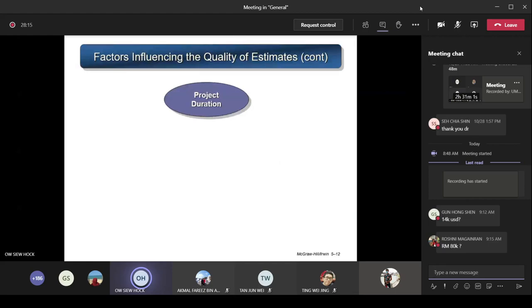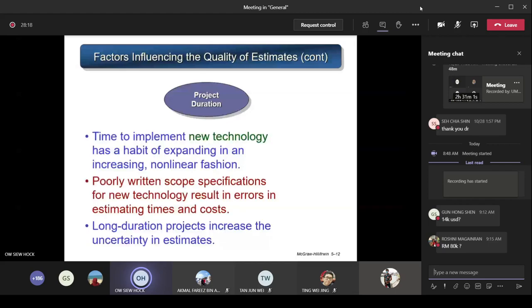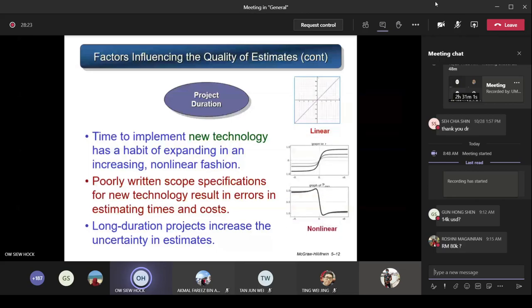Okay, next. The next factor is about the project duration. The time to implement new technology has a habit of expanding in an increasing non-linear fashion. That means if you are incorporating new technology in your project, because you have to learn, it is not a linear form, not a straight line. It will be something curvy. That makes it very difficult to estimate the cost if you are applying new technology in the project that you are going to carry out.